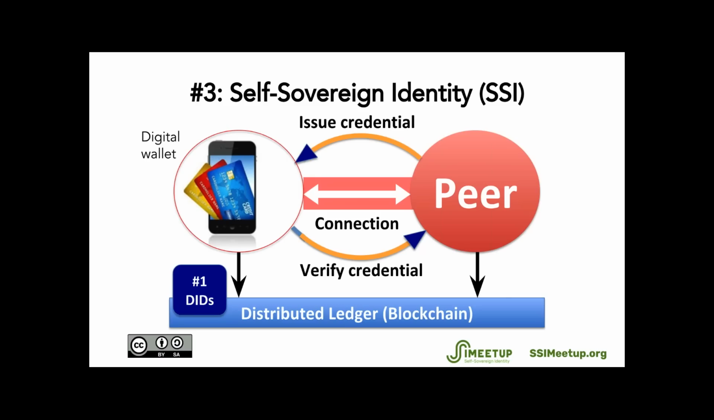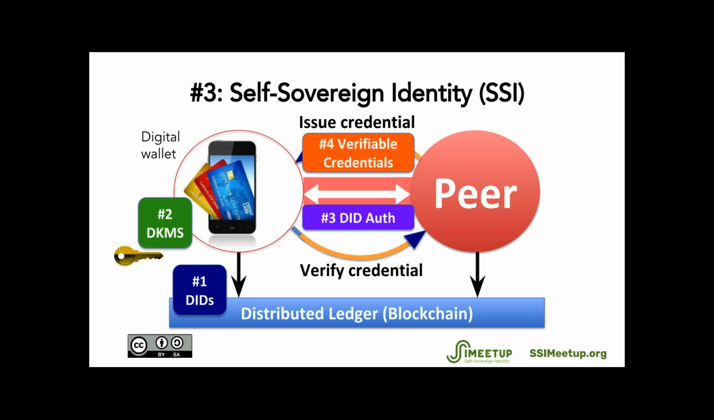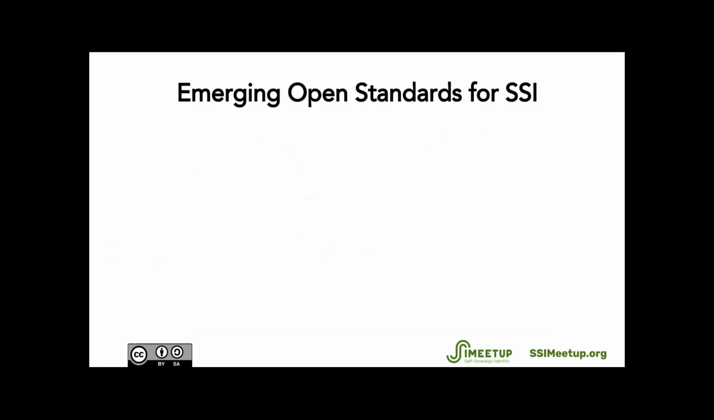Now, just to make sure the whole picture is clear, the second major standard is called DKMS, for interoperable key management in those wallets, so that your wallet is not locked into one vendor and you can actually use different wallets on different devices and have them all interoperate. The third key standard is called DID Auth. That's how you actually authenticate over a DID-to-DID connection. And then, of course, verifiable credentials, for how you're going to interoperably have credentials that work across multiple wallets.